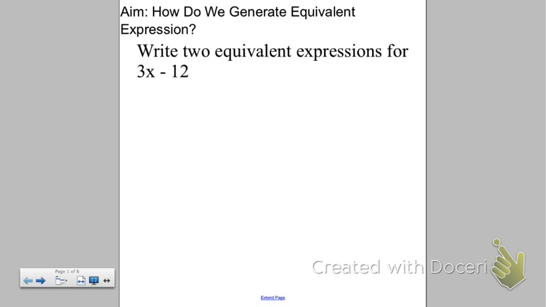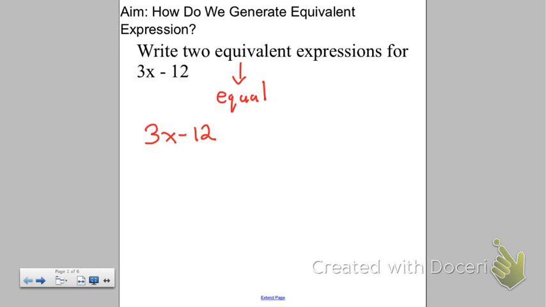A key word that we see here is equivalent. In math, equivalent means equal. So we need to write two expressions for 3x minus 12 that are going to give you the same answer. So we have 3x minus 12.